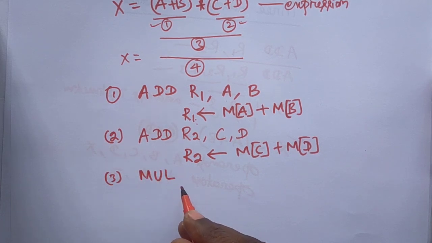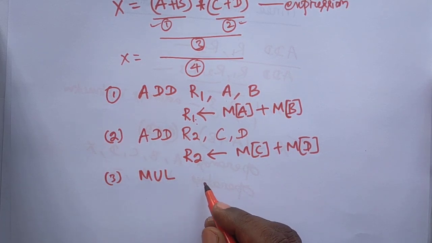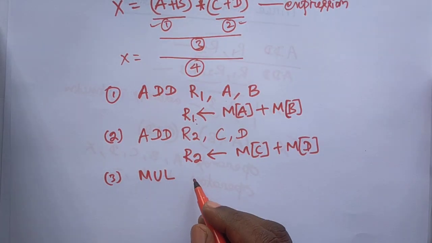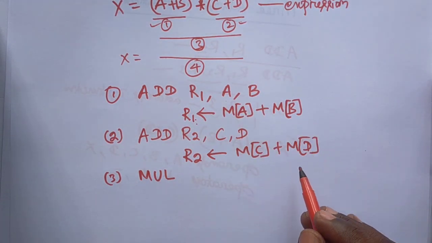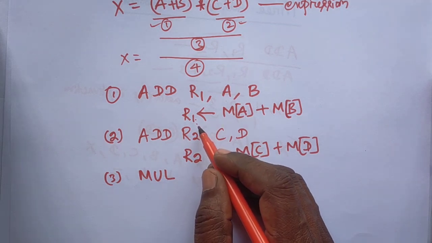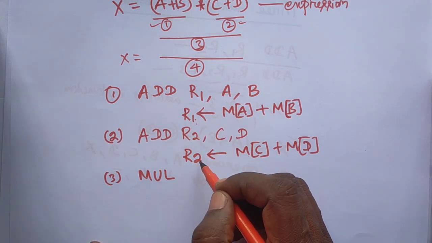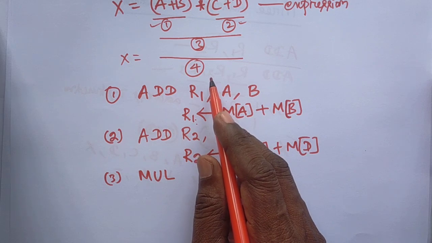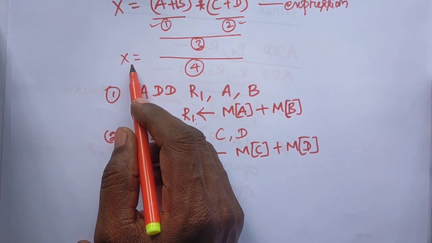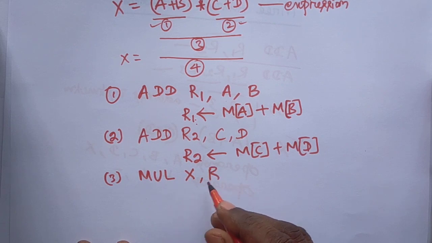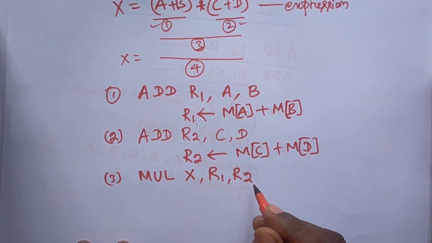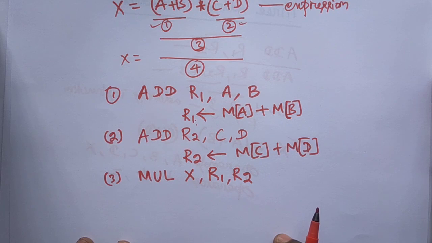So mul. Okay, multiply. What do we multiply? R1 and R2. Do not go through A, B, C, D. No need. That is multiply, R1 and R2. After multiplication, what happens? Transfer the data to x. So we can write x. Here we can write R1. Here is R2. Okay. So R1 and R2. It is mentioned in a very simple way.